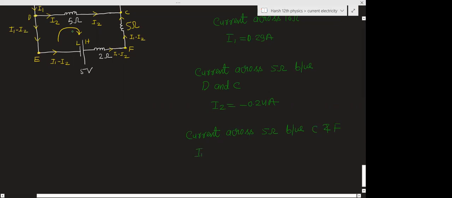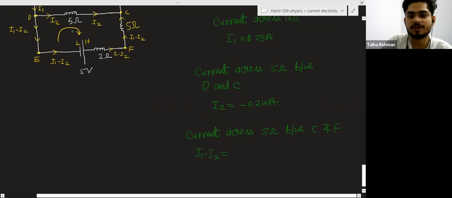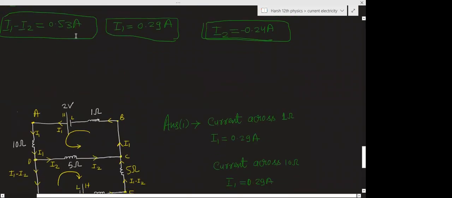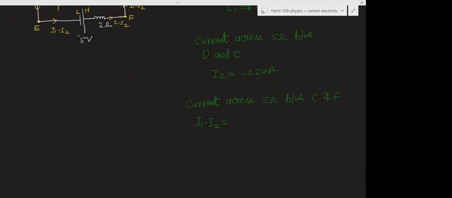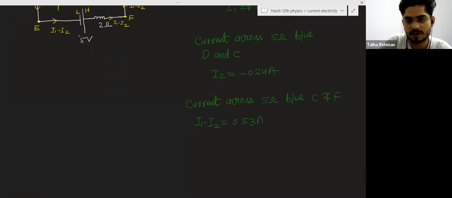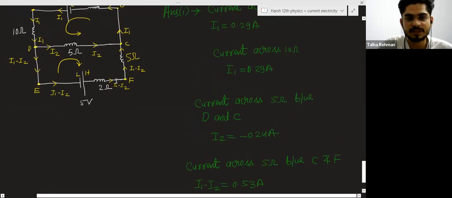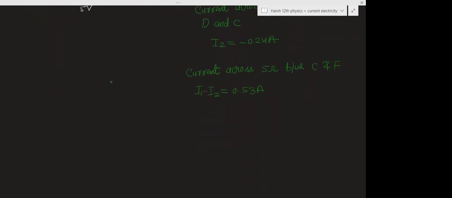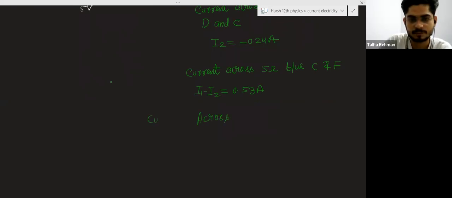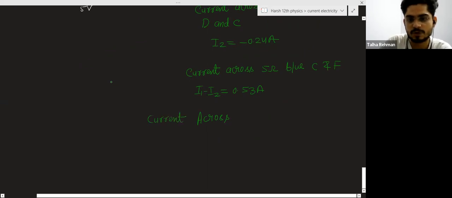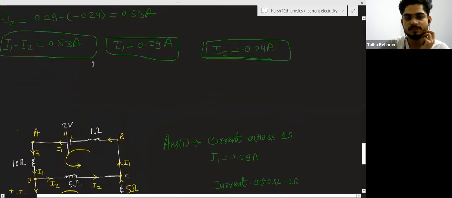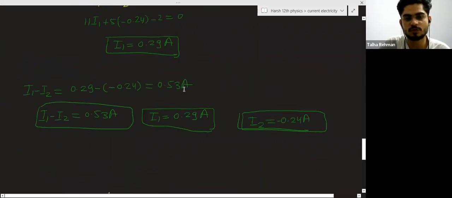I1 minus I2. So what is I1 minus I2? It is 0.53 ampere, we have already calculated. The last remaining one, the current across the 2 ohm, is the same, since it is in the same branch: I1 minus I2, which is again 0.53 ampere. So the current part is over.